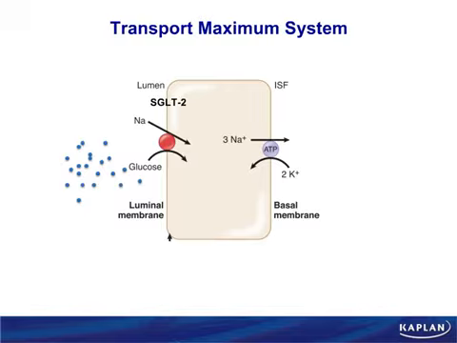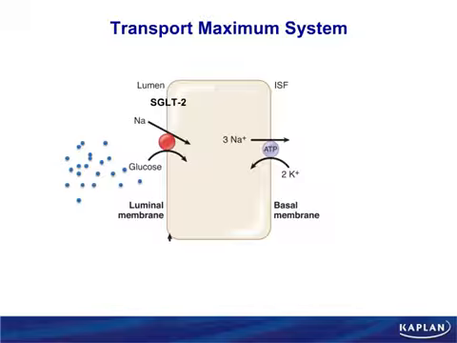Sodium will move in the cell down its electrochemical gradient. As it does so, it will co-transport glucose. This is an example of secondary active transport. This is how glucose is reabsorbed in the proximal tubule.